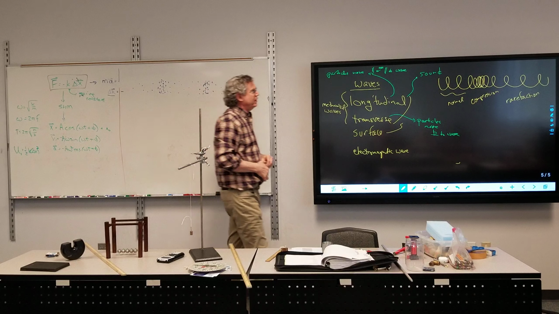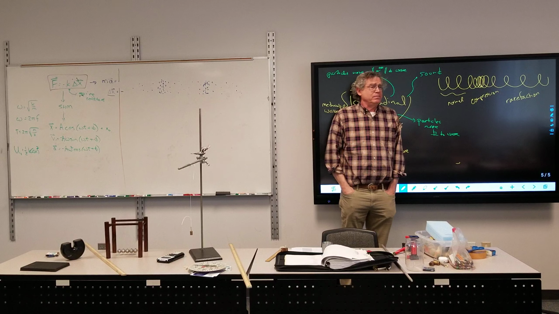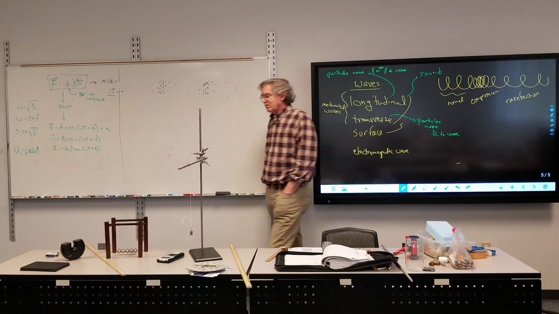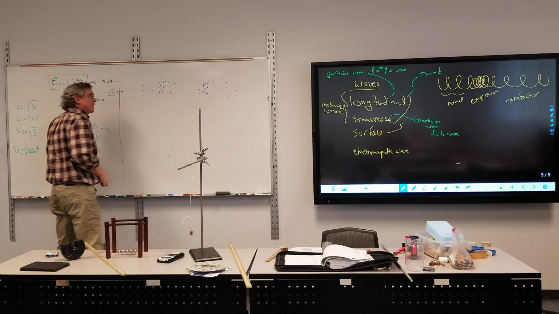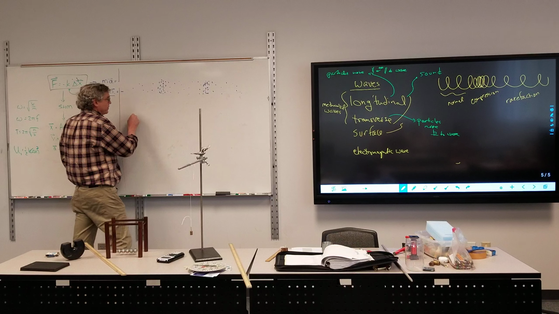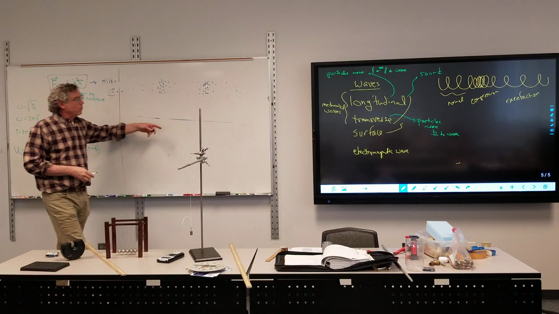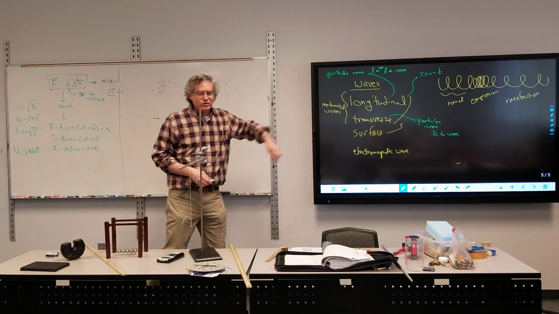Longitudinal wave, this and this are not particularly convenient. So I can express this as a graph. If I think I've got some sort of ambient distance between particles or air pressure or distance between coils.